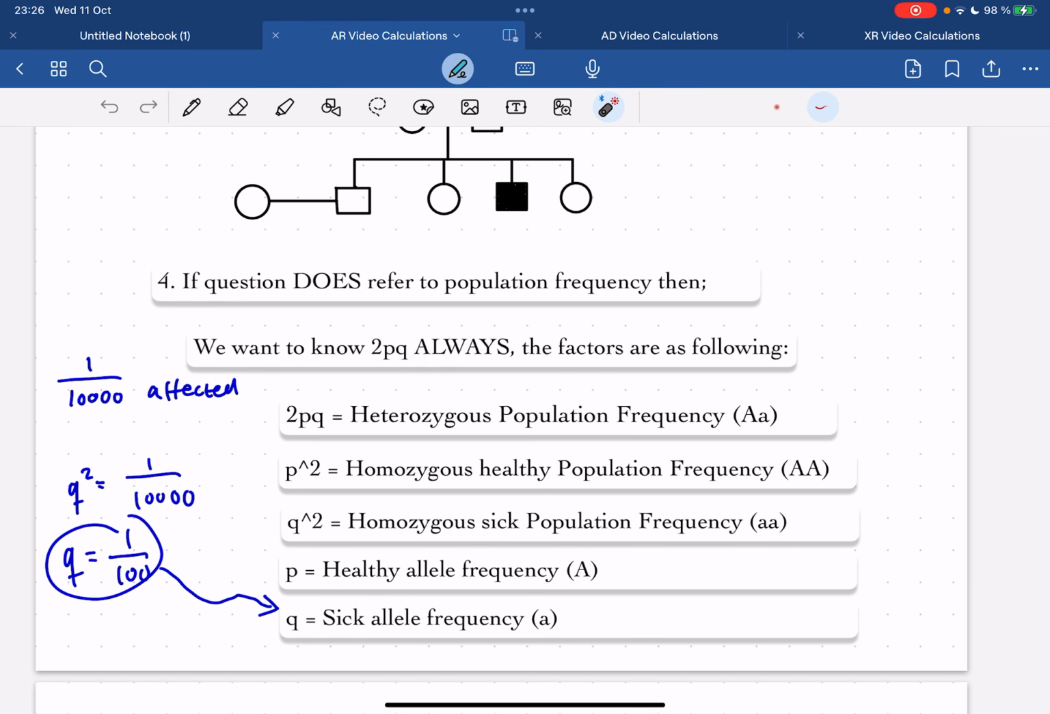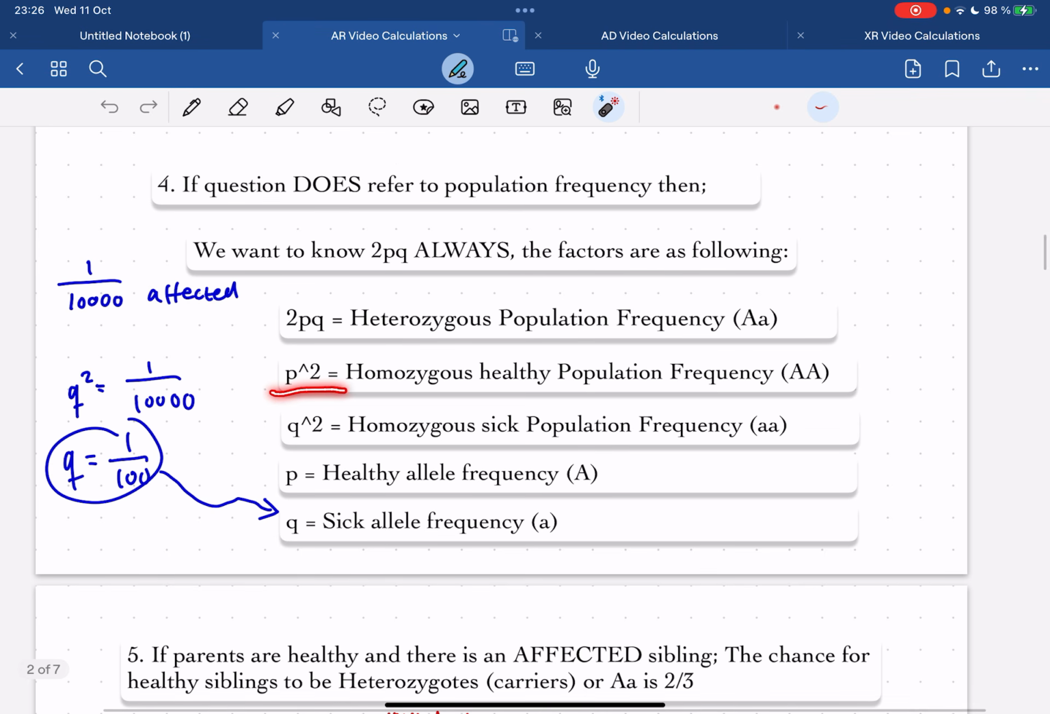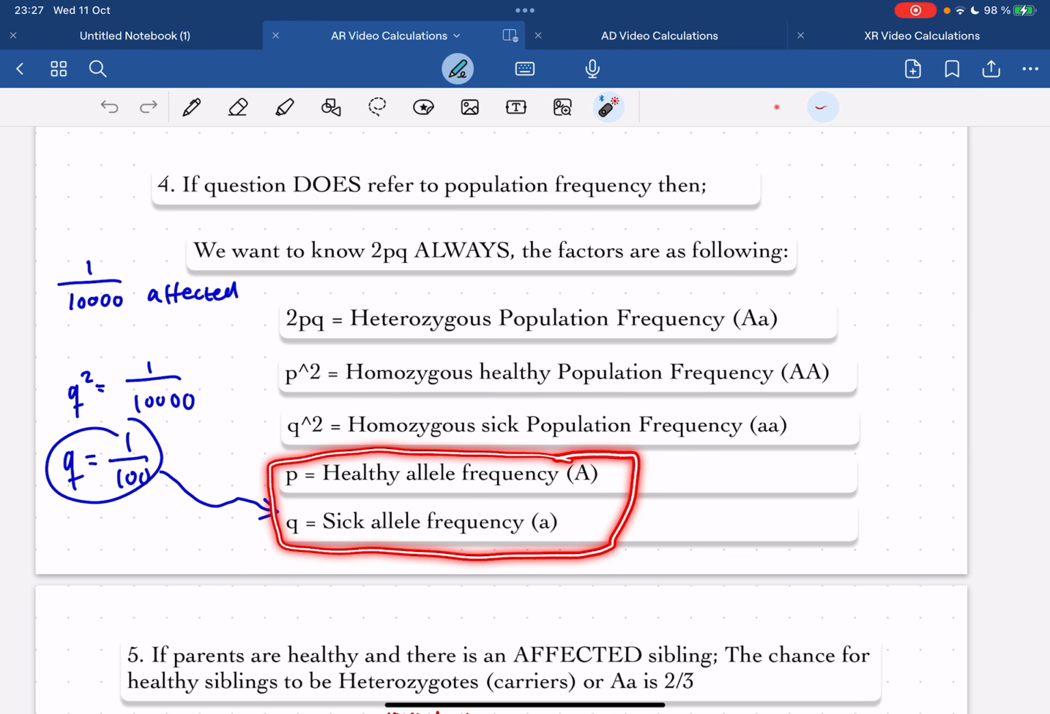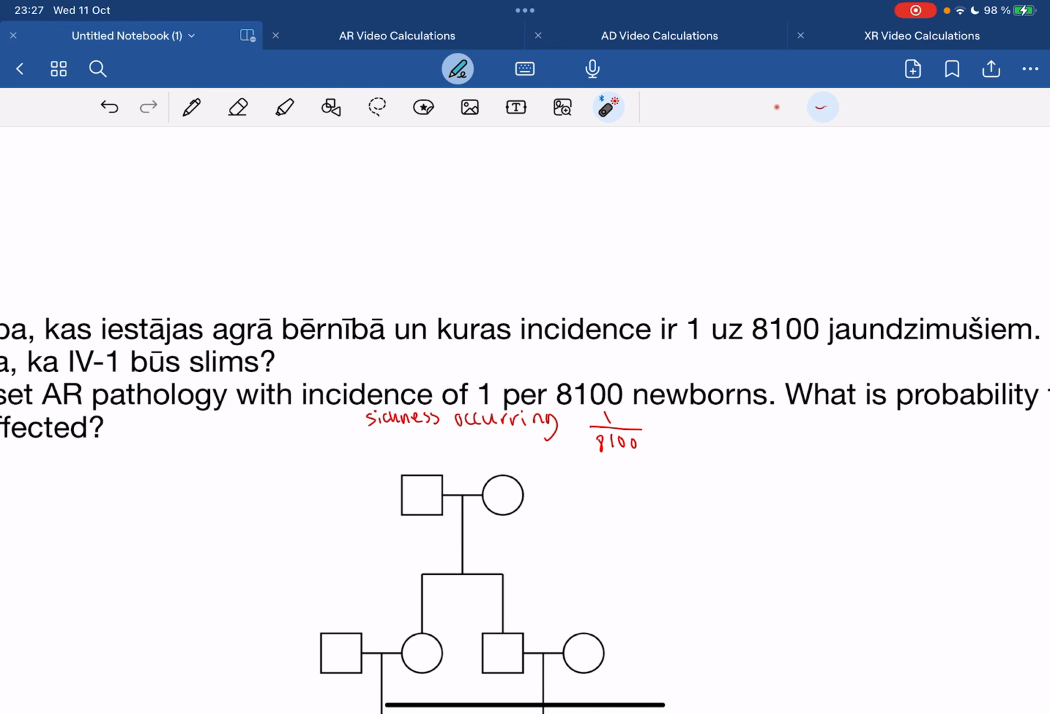The factors are as follows. 2PQ equals heterozygous population frequency, with this phenotype. P to the power of 2 equals homozygous healthy population frequency, or this phenotype. Q to the power of 2 is homozygous sick population frequency, which is this phenotype. And then P is just healthy allele frequency, and Q is sick allele frequency. So in reality, we can take these and multiply by one another times 2 to get our heterozygous population frequency.